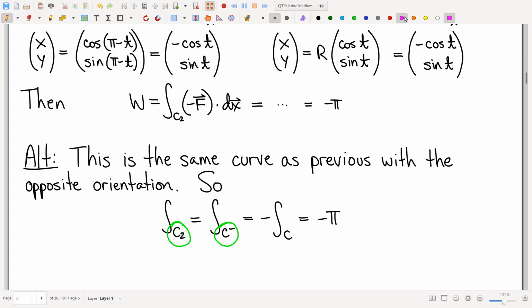And when you have a backwards orientation, that will insert a minus sign on the answer, namely just take the negative of the integral that we already computed. The integral we already computed, we already know is pi. So that's why the answer here is minus pi. That's way easier in this case. Everybody happy with that?